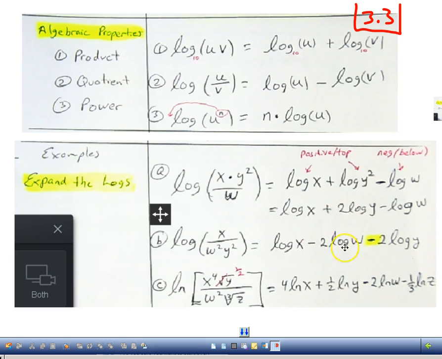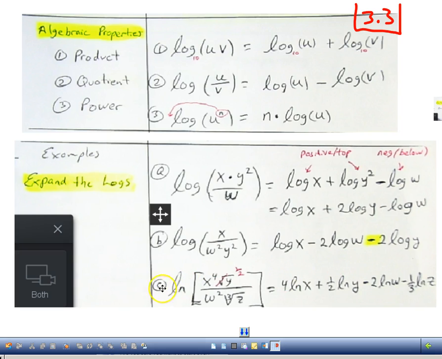This is minus again, alright? And then the y squared is going to yield minus 2 log of y. The reason, because although the y is multiplying the w, the y is actually dividing the overall expression because the y is in the denominator, in the bottom. So then that's the answer to that. We expanded this complex fraction and the log of that fraction into simple logs.